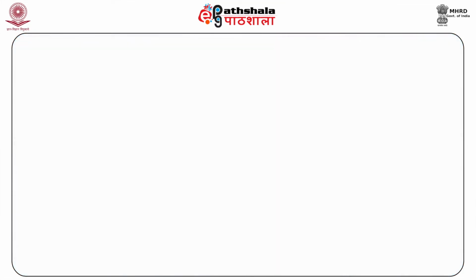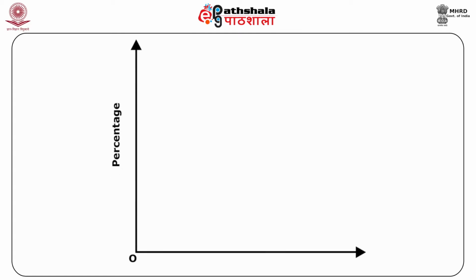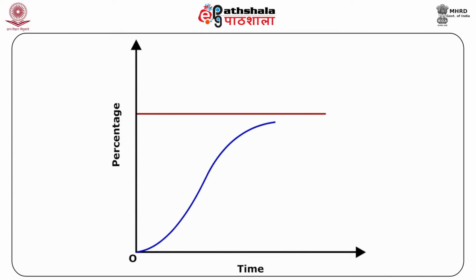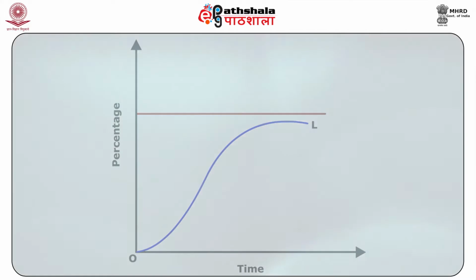The spread of innovation can be explained with the help of a figure where the percentage of firms is taken along the y-axis and time is along the x-axis. The curve OL represents that firms adopt an innovation slowly to start, but soon the adoption of innovation gains momentum, but it never reaches 100% adoption by firms.